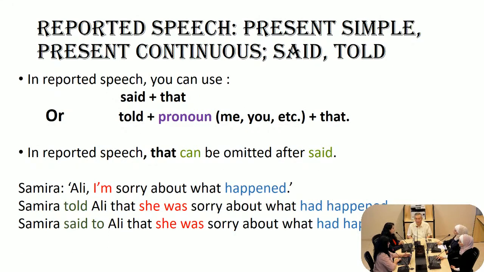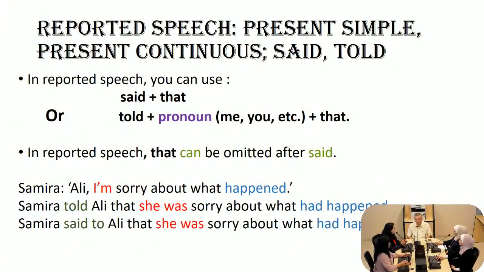Okay, so to sum up, we can say that to use the reported speech, three points: change the pronoun, change the verb, and use told or said. Now, with told or said, there's something to differentiate between the use of the two.